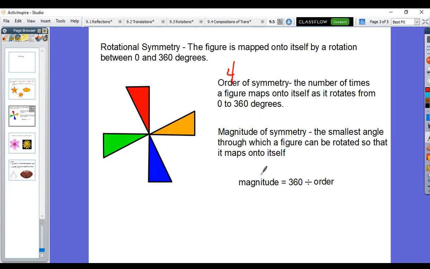Now to figure out the magnitude, so how many degrees it is per rotation, we just take 360 divided by 4. When we do that, we get 90 degrees. So it takes 90 degrees to go from here to here to get that image mapped onto itself. Went too far on that one. Every 90 degrees, we should get the exact same image. So that's the magnitude.